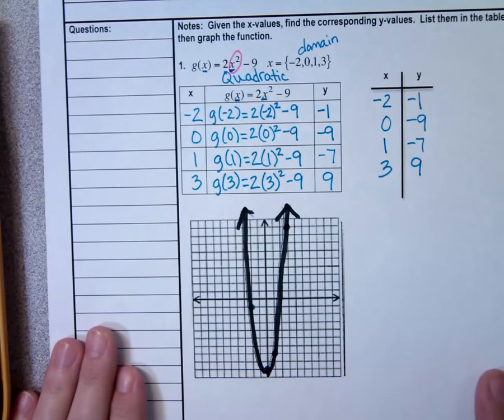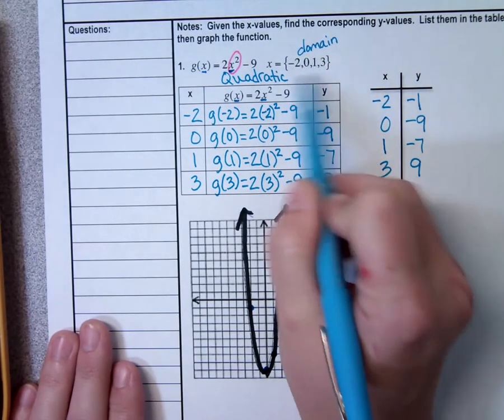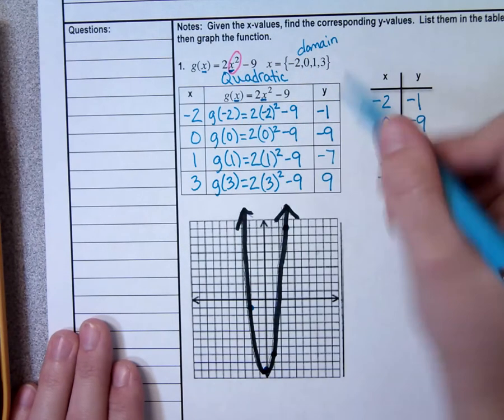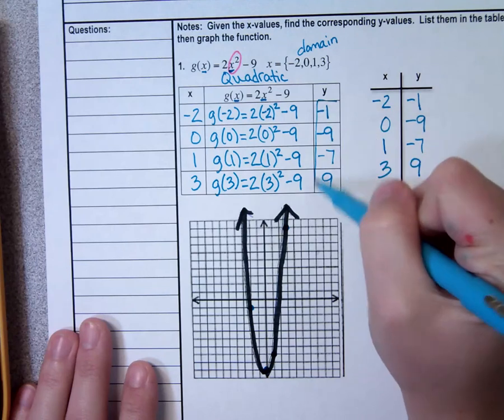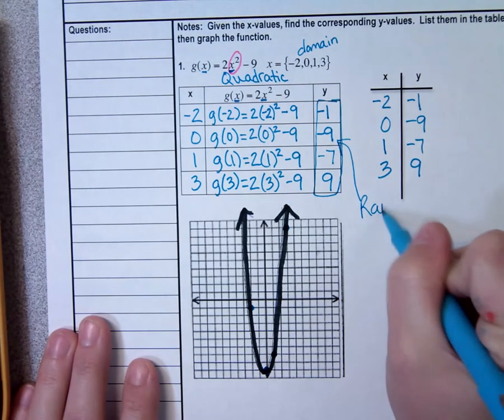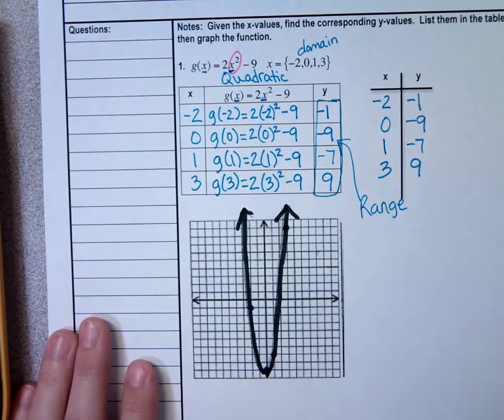Now, just to make sure that I'm practicing all vocabulary with you, when you are given x's to plug in, that means you're given the domain. And when you plug them in and you get your answers, that means you have found the range. Your y's are your range, and the x's that you plug in are your domain.